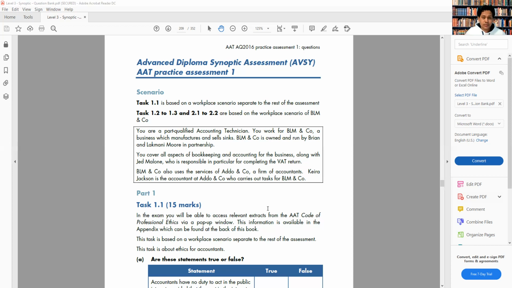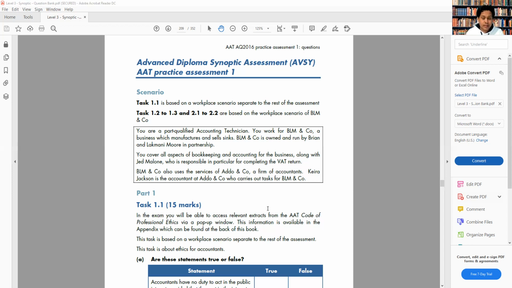Sometimes they also ask how to remove duplicate values in Excel and also conditional formatting. And advanced sorting could be another thing they can ask in the Synoptic exam. So make sure you are very used to these formulas. So let's start with today's session. We start with ethics, so that will be our part one.